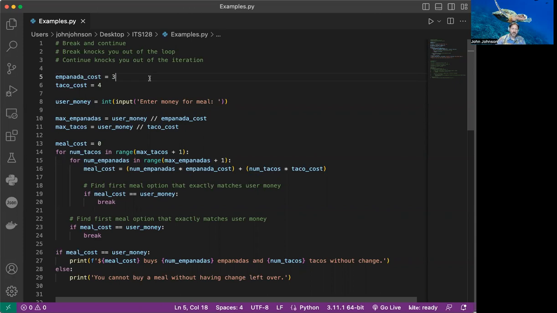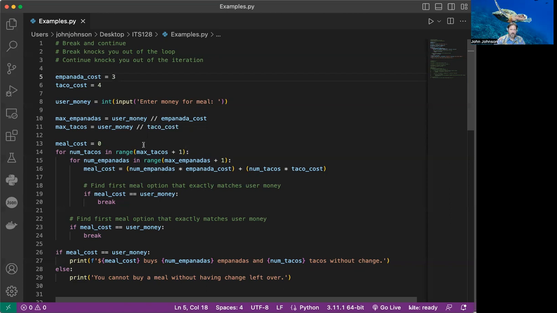So we start out by initializing the meal cost to 0. Now we set up our first actual loop here. And right after that, we're going to have our secondary loop. So primary loop is on tacos. We are essentially saying that tacos take the first priority here. So we're going to start with one taco, then we're going to start looping empanadas. And the range is, because we only have one argument here, we're starting at 0 and we're going to the max number of tacos plus 1.